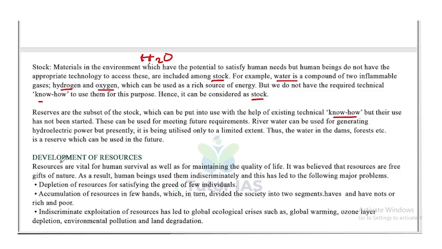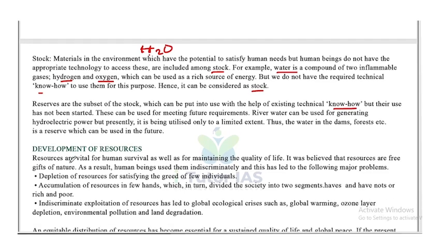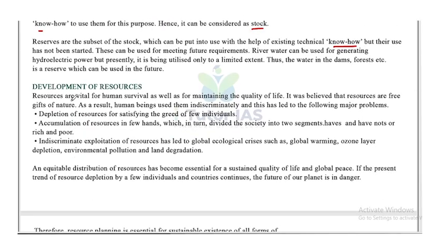Next one is development of resources. Resources are vital for human survival as well as for maintaining the quality of life. It was believed that resources are a free gift of nature. As a result, human beings used them indiscriminately, and this has led to the following major problems. First one, depletion of resources for satisfying the greed of few individuals.